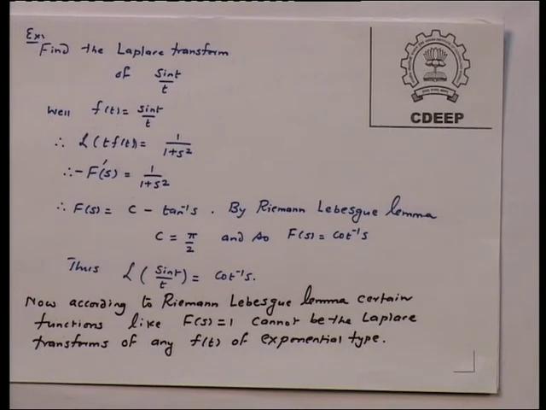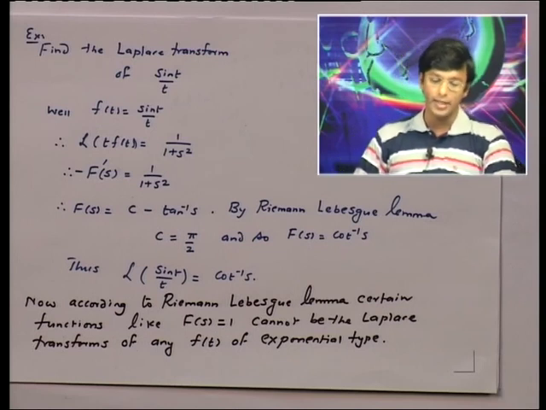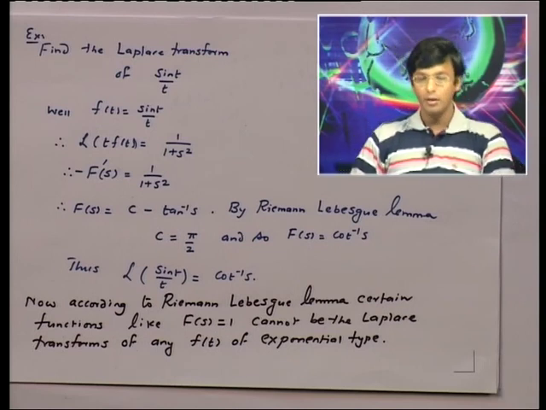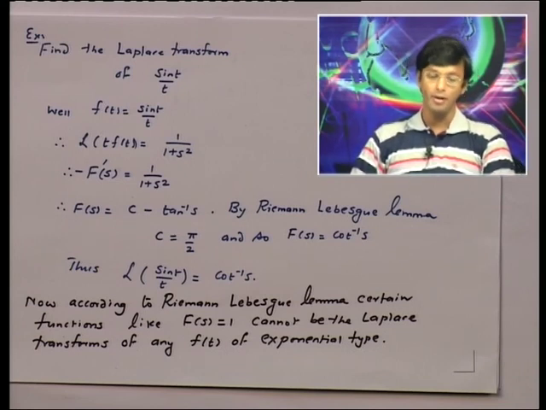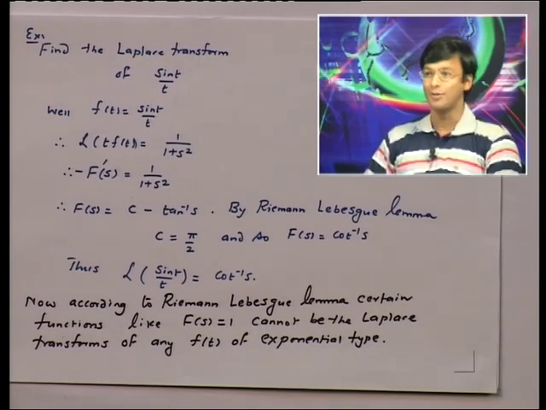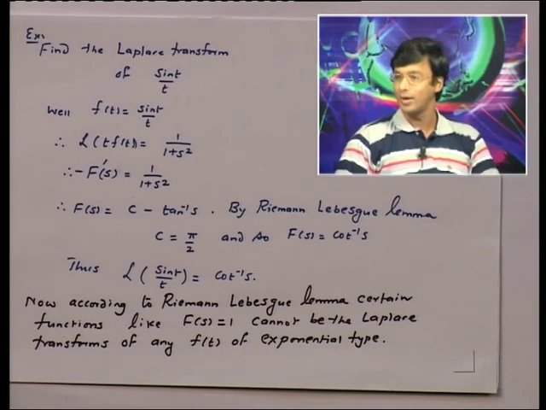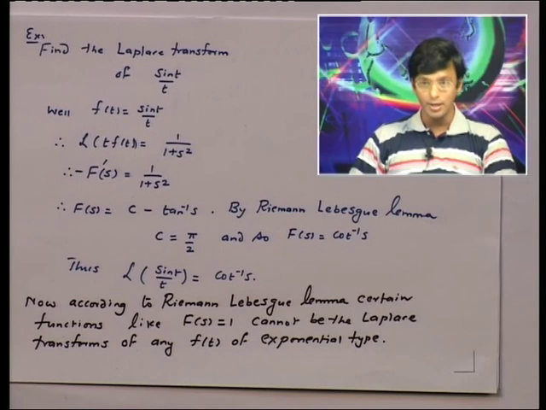So, let us put f(t) as sin t by t. What is the Laplace transform of t times f(t)? It is the Laplace transform of sin t, which is 1 over 1 plus s squared. But on the other hand, what is the Laplace transform of t f(t)? Minus F prime of s, correct? So, I have the equation minus F prime of s equal to 1 over 1 plus s squared. So, F of s is what? Integrate: F of s is c minus tan inverse of s.